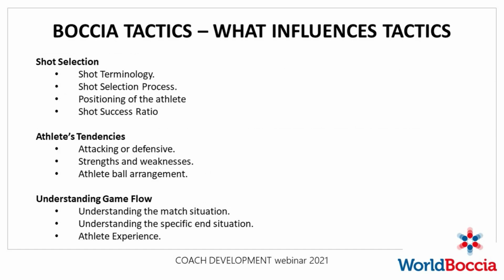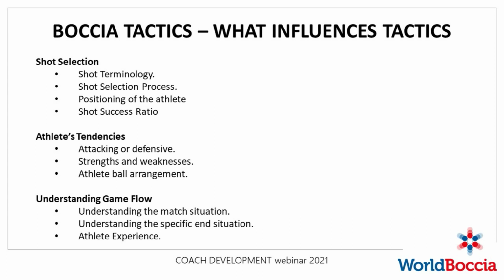So what we're going to cover in today's webinar is boccia tactics and what influences tactics. We're going to start with shot selection, and we're going to cover shot terminology. This will include the official World Boccia terminology, the shot selection process, the positioning of an athlete within their playing box and how this can influence shot selection, and also shot success ratio. This is about how we can make sure we're playing shots that have a high chance of success of executing the intended outcome.